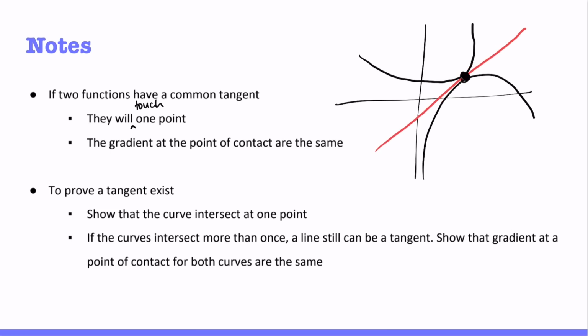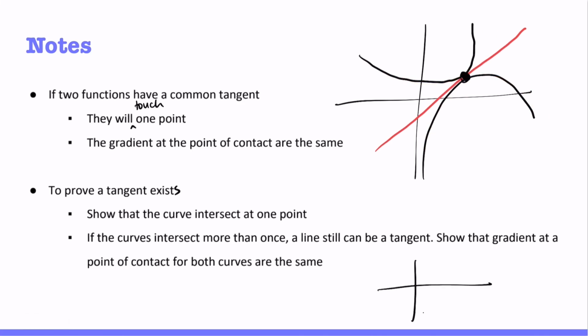All right, so the next one, to prove a tangent exists. I reckon that's meant to have an S at the end there. So how do we actually prove this situation that two functions have a common tangent? What you can do is, first of all, just show that the curves are going to intersect only once. Because if they only intersect once, then it's got this situation where they touch and then fly off in the other direction. There is also a chance that the curves can intersect more than once.